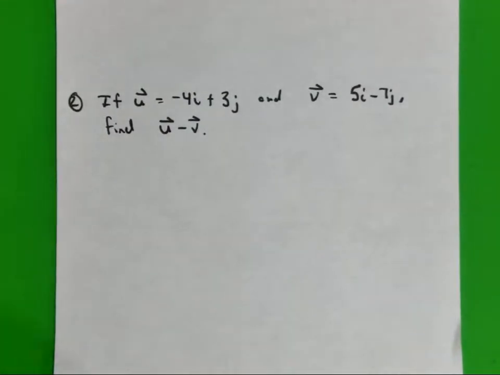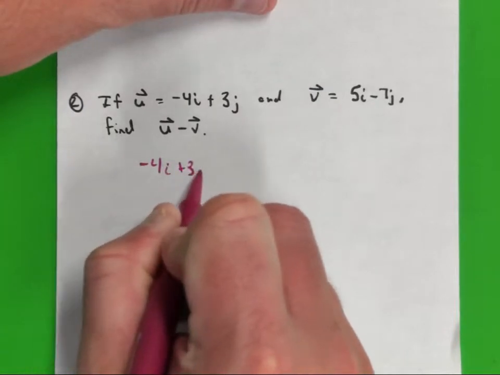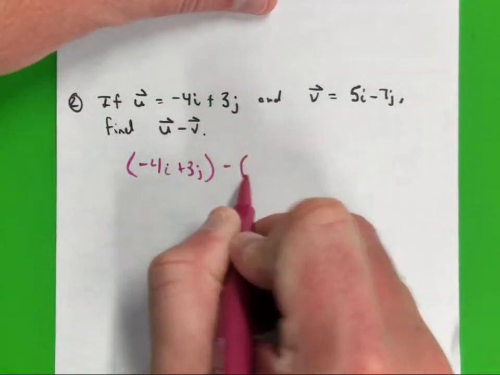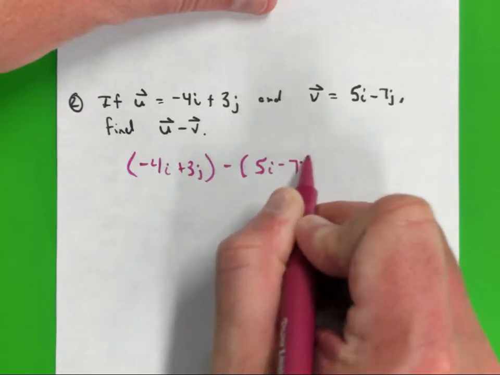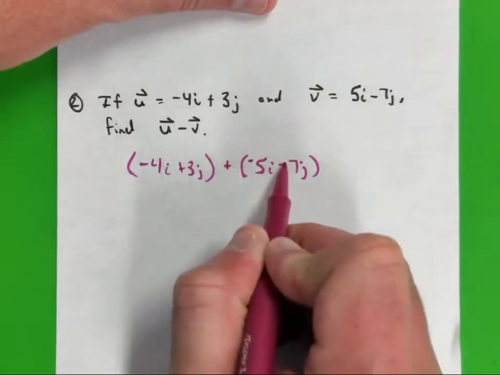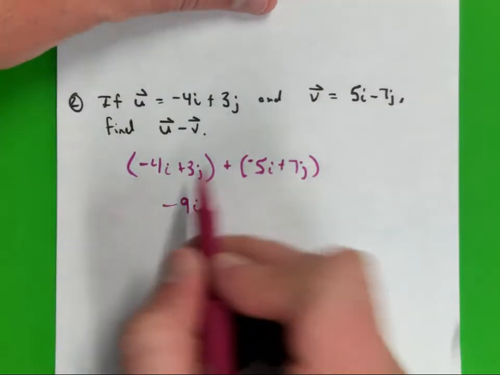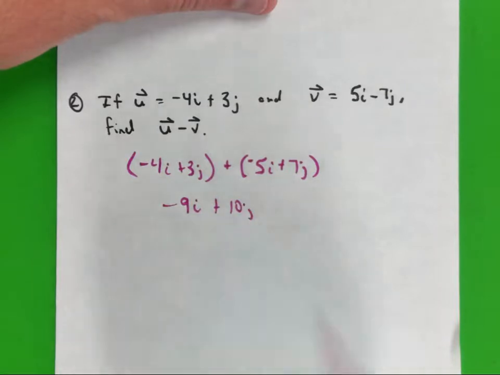Number 2. It says if vector u equals negative 4i plus 3j and vector v equals 5i minus 7j, then find vector u minus vector v. So you remember just setting up negative 4i plus 3j minus 5i minus 7j. What do I combine? What does this minus do to everything? So now I got negative 4 and negative 5 gives me negative 9. 3 and 7 gives me 10j. Are y'all good on those?